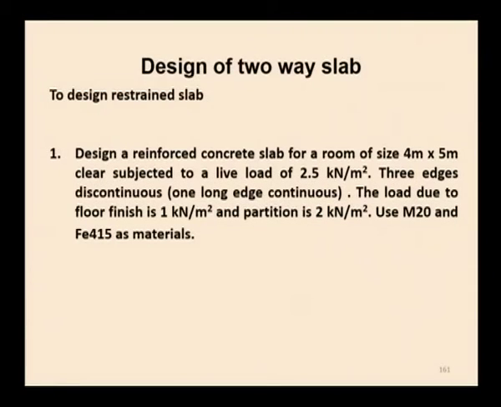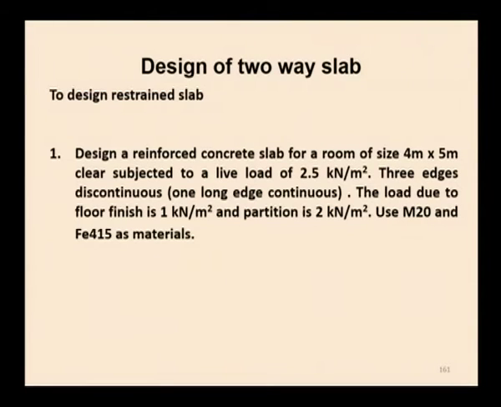In the case of a restrained slab, the 4 corners of the slab are prevented from lifting, and that is called a restrained slab. So, in this design, we have a problem: design a reinforced concrete slab for a room of size 4 meter by 5 meter. In the previous lecture, we have seen a square slab with the condition of one long edge discontinuous, but here we are going to see the design of a 4 meter by 5 meter slab which is subjected to a live load of 2.5 kilonewton per meter square.